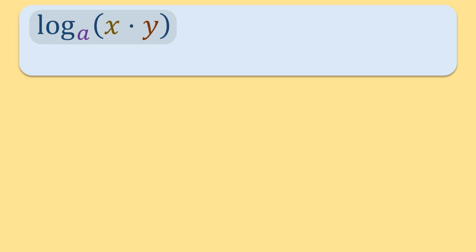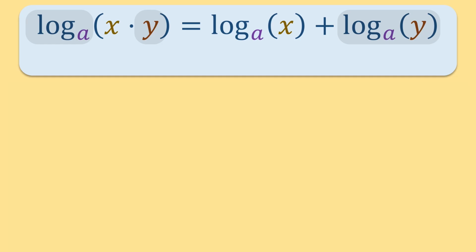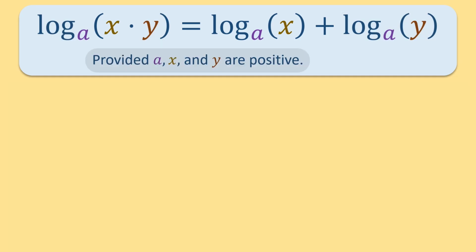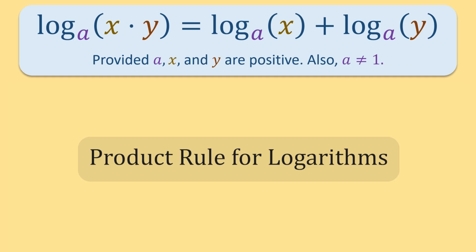log base a of x times y is equal to log base a of x plus log base a of y, provided a, x, and y are positive and a does not equal 1. This is called the product rule for logarithms.